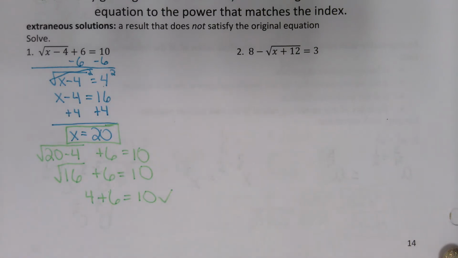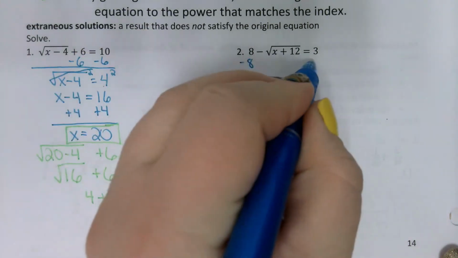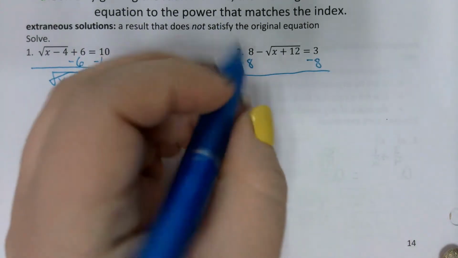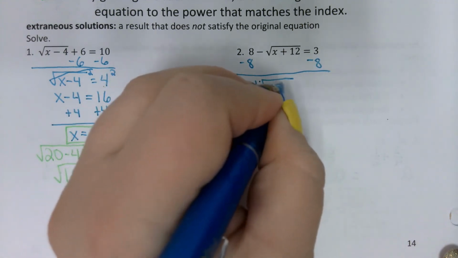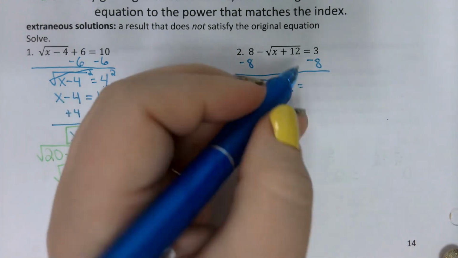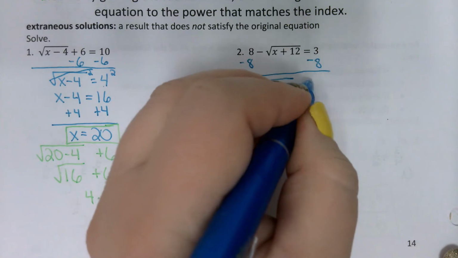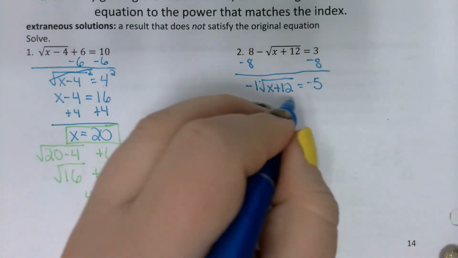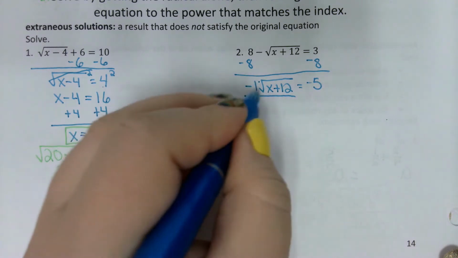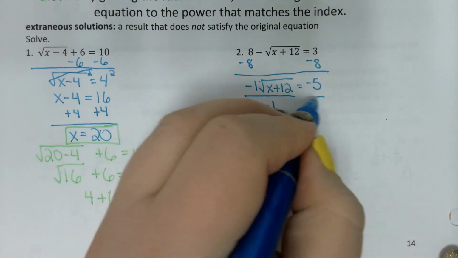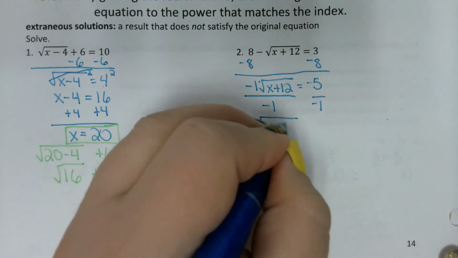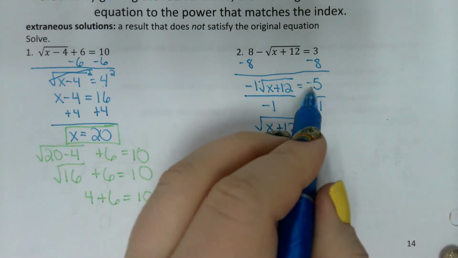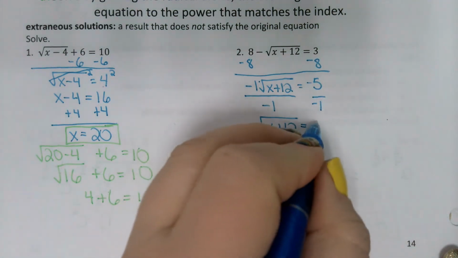For number 2, we have to get the radical alone first, so we will subtract 8 from both sides, giving us negative 1 square root of x plus 12, and writing that 1 is optional. And 3 minus 8 is negative 5. Now I wrote the 1 to remind us that we do have to get rid of this negative here by dividing by negative 1 on both sides. So that leaves us with the square root of x plus 12 equals negative 5 divided by negative 1 equals 5.